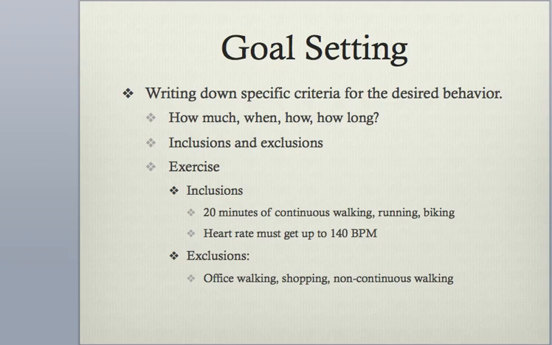Exclusions might include walking around the office or around the building, shopping, non-continuous walking. So you might walk from class to class, but it might not be 20 minutes at that rate, and so it wouldn't count. So you want to make sure in your goal setting that this is that operational definition. You want to be really clear about what that goal is.